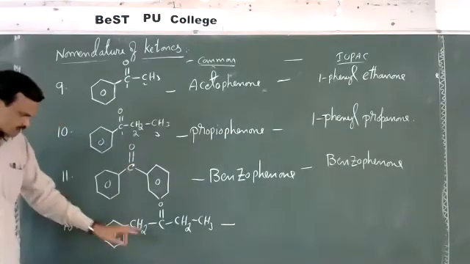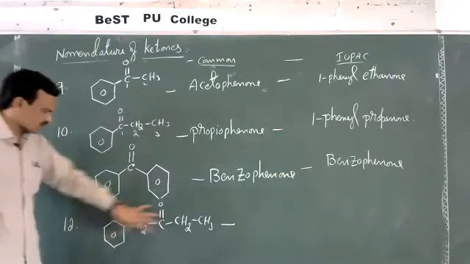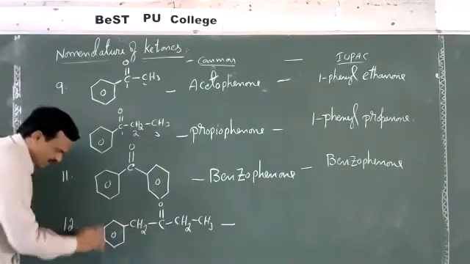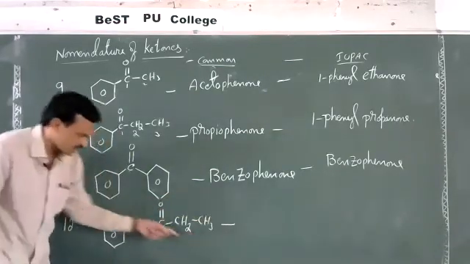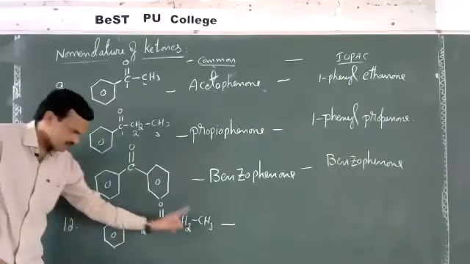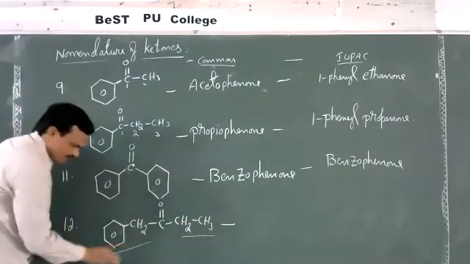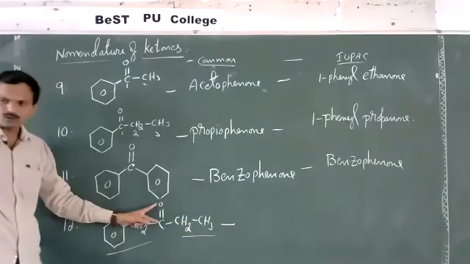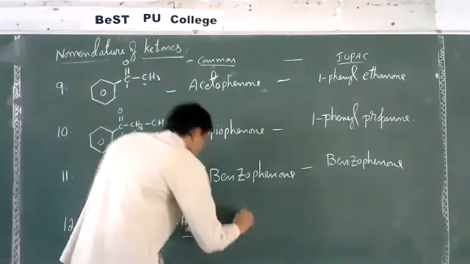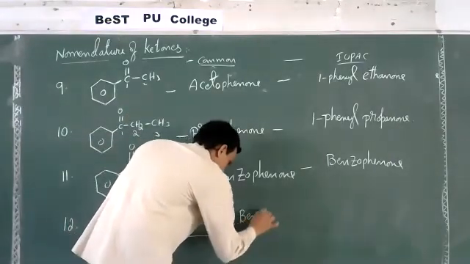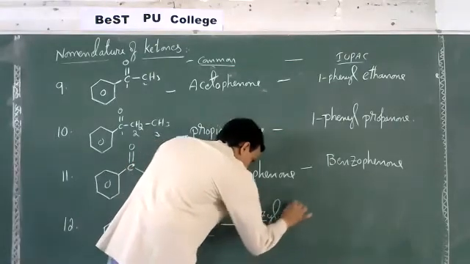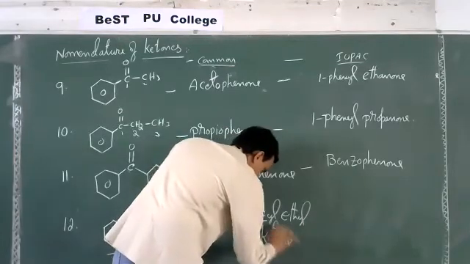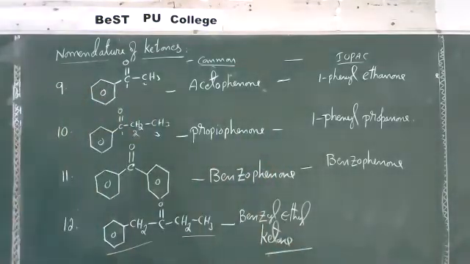Right, next. Come to this. Here two different alkyl groups are there. This is nothing but benzyl, and this is nothing but ethyl. See, this is the ethyl group and this is the benzyl group. Ethyl, benzyl, ketone. That is the common name. So the common name is benzyl ethyl ketone.